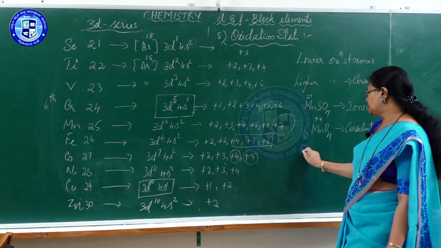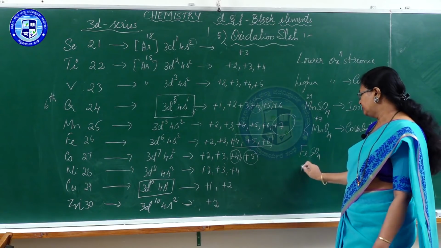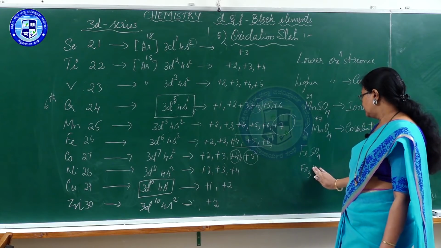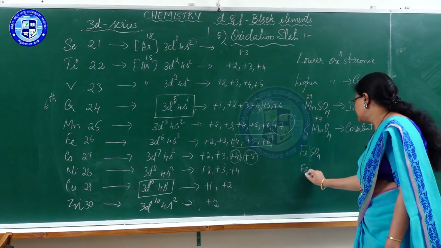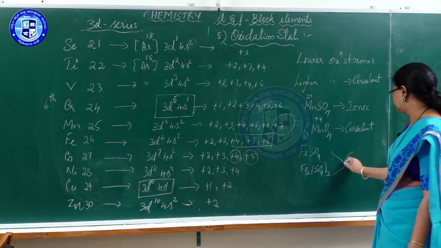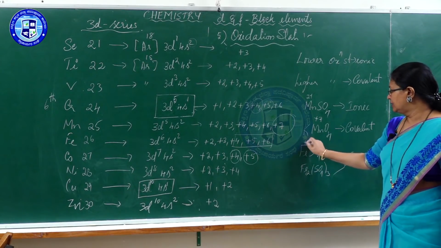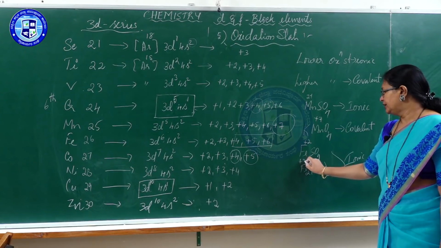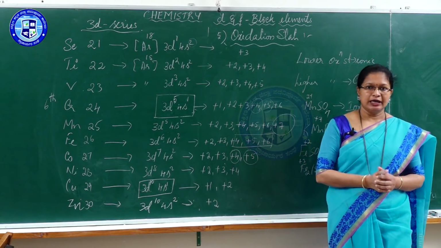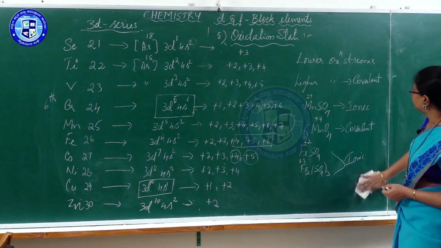Even iron, FeSO4 or ferric sulfate, Fe2(SO4)3, both ferrous sulfate and ferric sulfate are ionic because their oxidation states are quite small, right, +2 and +3. Here iron has the +2 state, here iron has the +3 state, quite small oxidation states, therefore those are ionic in nature. That is the second point to be noted here.